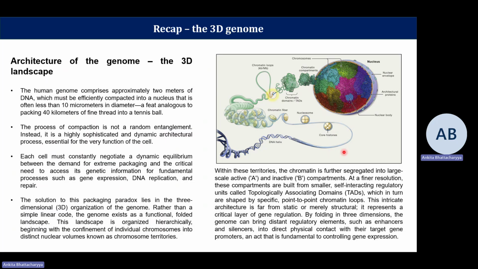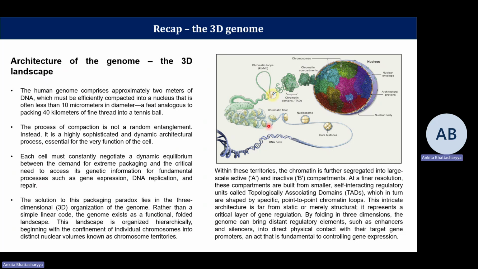If you look here in the schematic, this is your DNA, which is wrapped around histones, forming nucleosomes, which form chromatin fibers, chromatin loops, chromatin domains or TADs, and then you have chromatin compartments, and then you have chromosomes inside the nucleus. So the genome exists in this folded, packaged, and extremely regulated landscape. It is organized in a way which begins with the confinement of individual chromosomes into small volumes, which are known as chromosome territories.